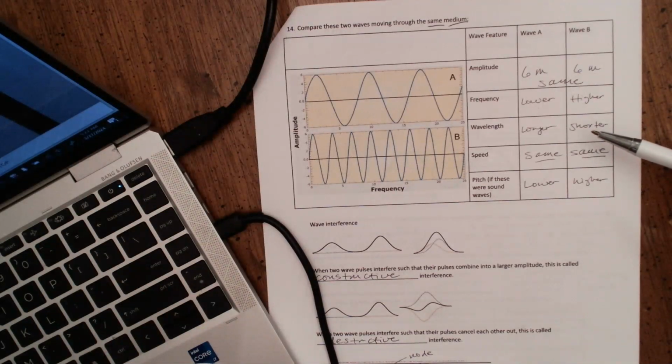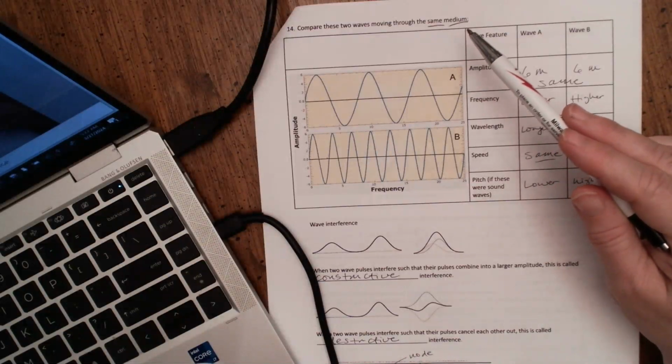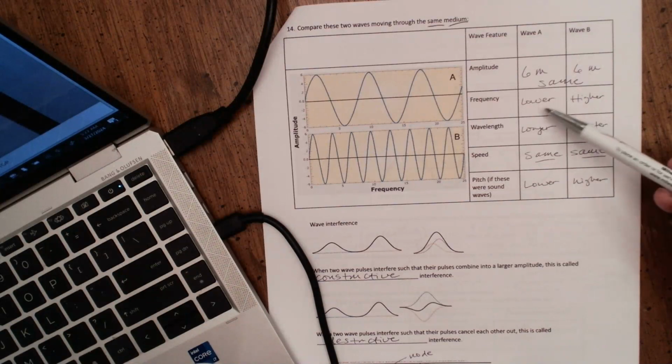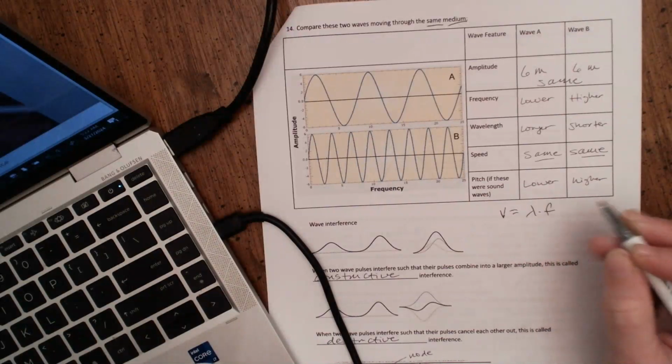We'll see those two things again a lot when we get into electromagnetic waves. The speed of these waves is the same because they're in the same medium, in the same material. So their wave speed is going to be the same. They just have a different combination of frequency and wavelength. Remember, speed equals frequency times wavelength.